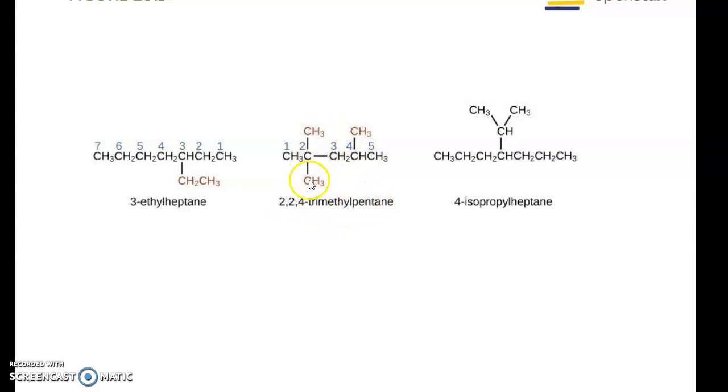So each one of these is the same type of group. So you just identify which carbon they are attached to. 2, 2, 4-trimethylpentane. Here, this is an isopropyl group right here. You've got 7 there, and so that's heptane. And so counting from this side right here, it's going to be 4-isopropylheptane.